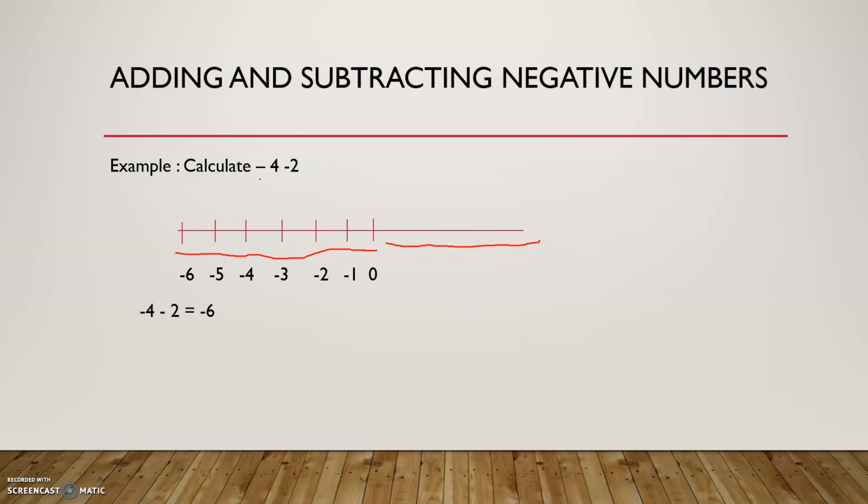So in this example we go to -4. So if we go to -4 from 0, and then we have to subtract 2 from -4. So we go -4, and then we have to subtract 2 more units. So that's 1 unit, and that's another unit, which would be -6. Hence our answer is -4 minus 2 equals -6. So that's how we subtract negative numbers.